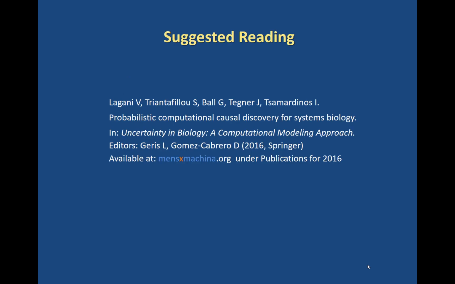To read more details about what we've been talking about so far in terms of causal representation, causal model evaluation, causal model search, we recommend this particular paper, which can be obtained at the location indicated at the bottom line here. It talks about more details, an additional level of detail about the computational causal discovery methods, in particular for systems biology, and gives a few more examples of applying those methods to real data.